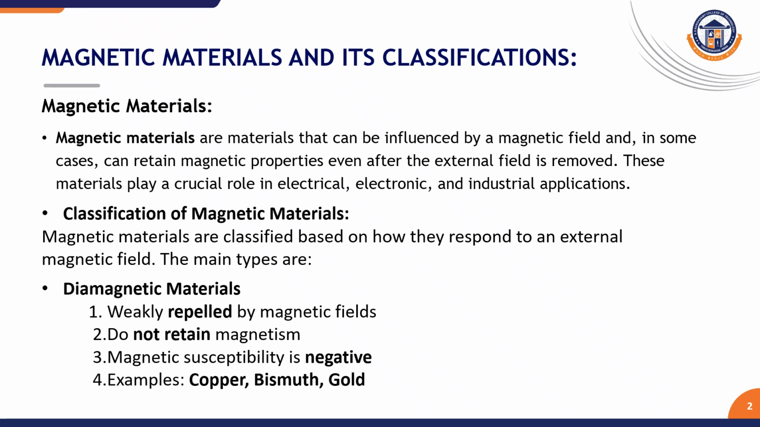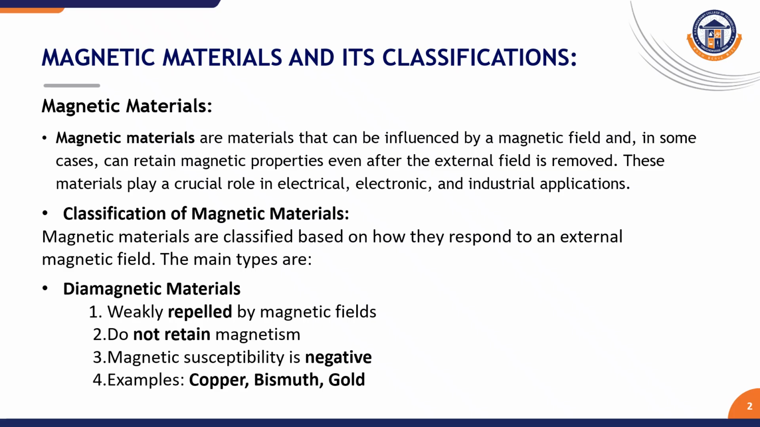Magnetic materials are those influenced by a magnetic field. Some even retain magnetism after the field is removed. It is useful in devices like transformers and motors. They are classified based on how they respond to magnetic fields.